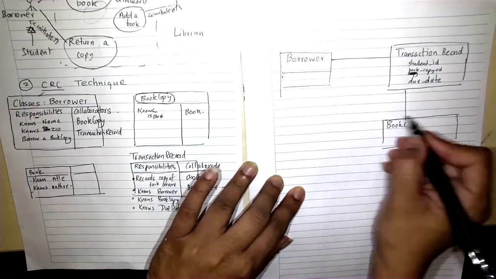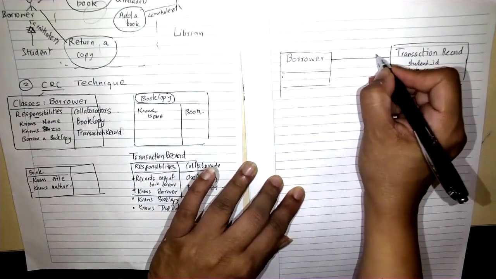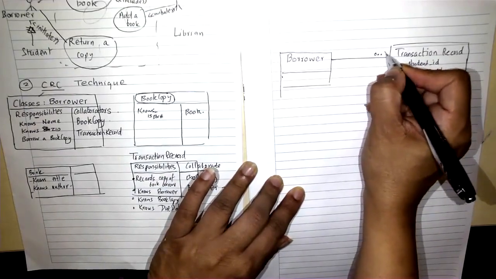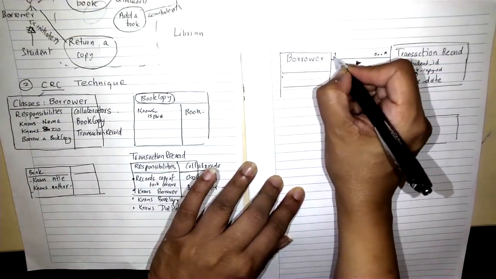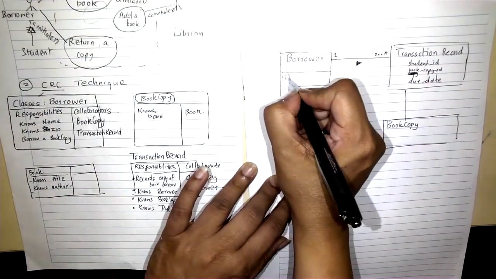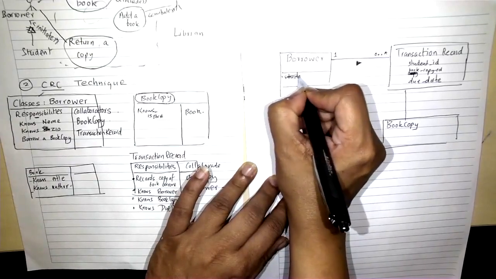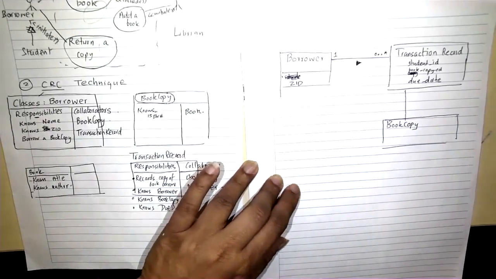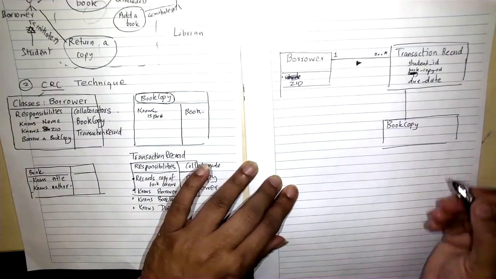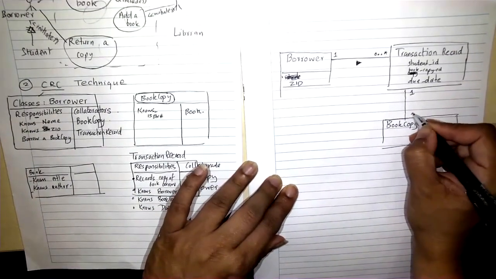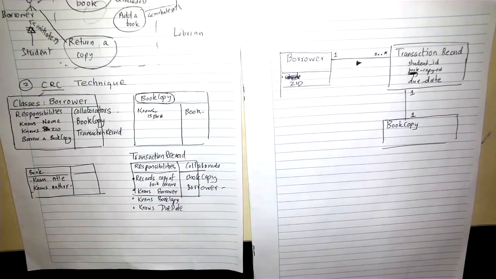A borrower can have one or more, or zero or more, loan transactions. So one borrower. The attributes here could be the ZID, for example. And a transaction record corresponds to one and only one book copy.